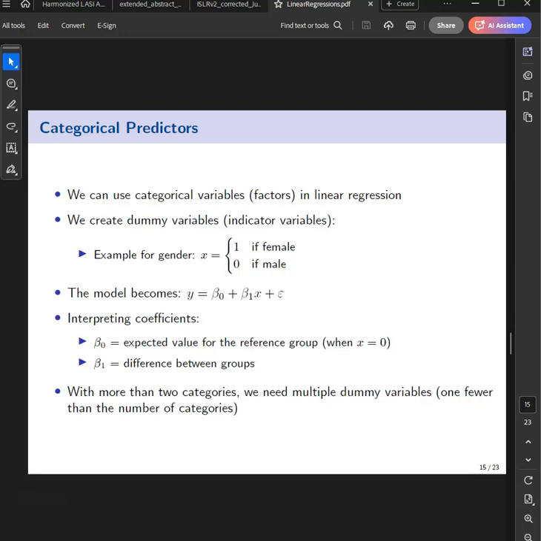This approach allows linear regressions to incorporate categorical information, making it even more versatile for real-world data analysis where many important factors are not numeric.